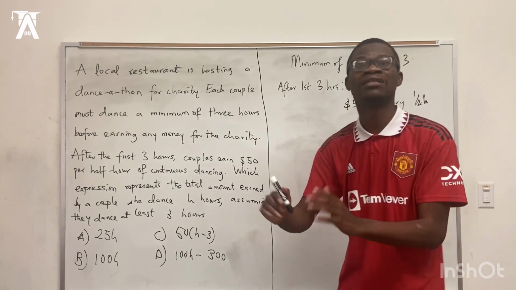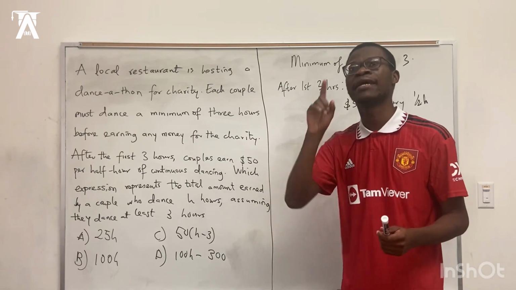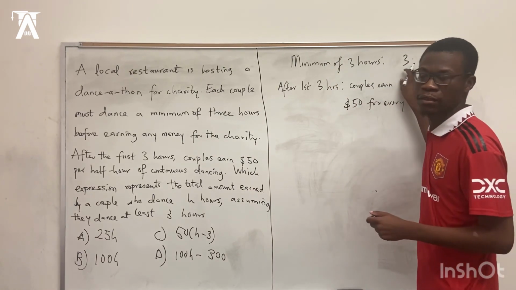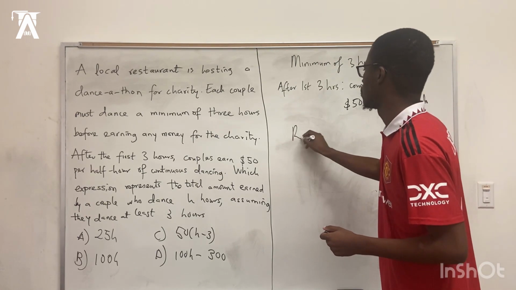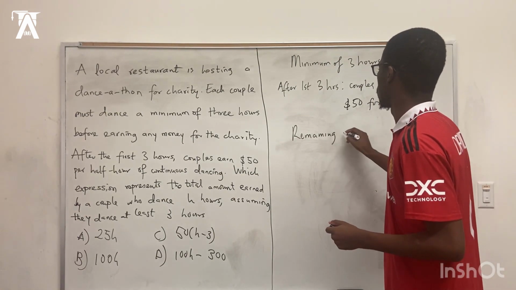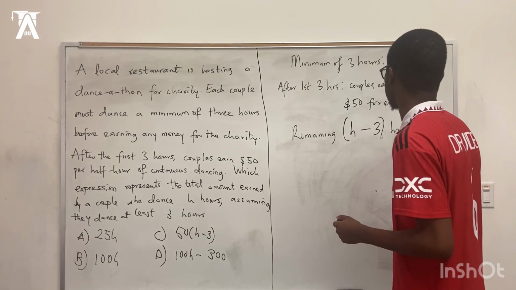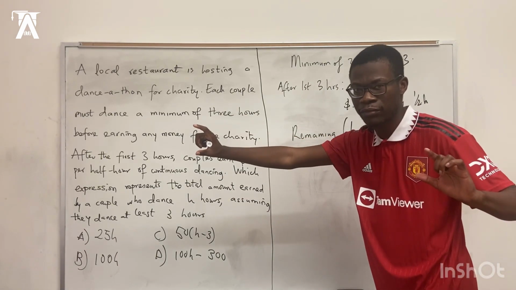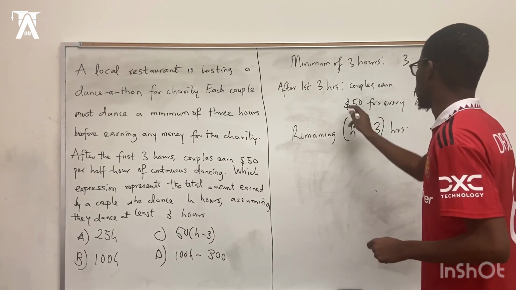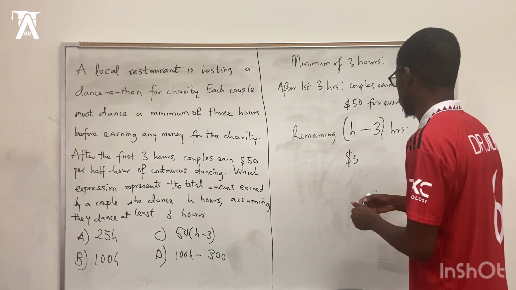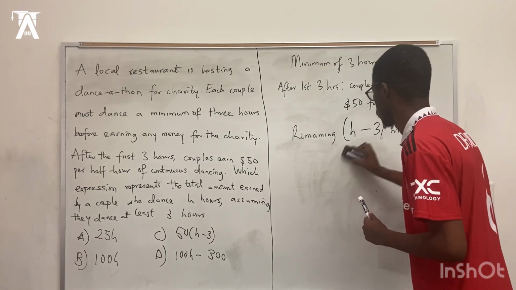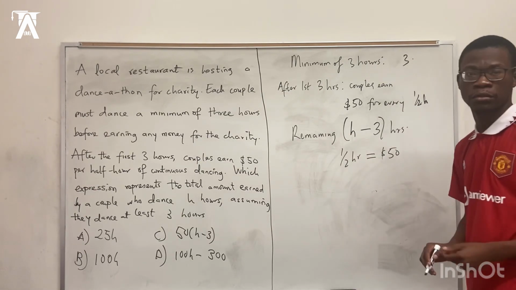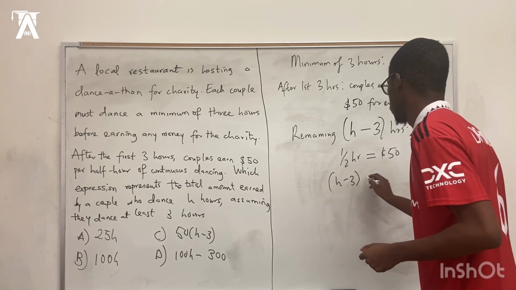So after the first 3 hours, what are the remaining hours? H minus 3, because the total is H, but for the first 3 hours they don't get anything. So remember $50. Let me write it this way. Every half hour you get $50. Then for H minus 3 hours, how much do you get?